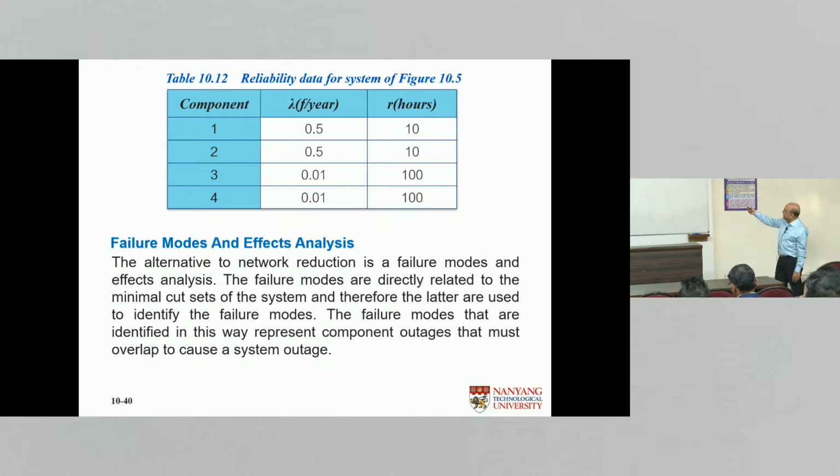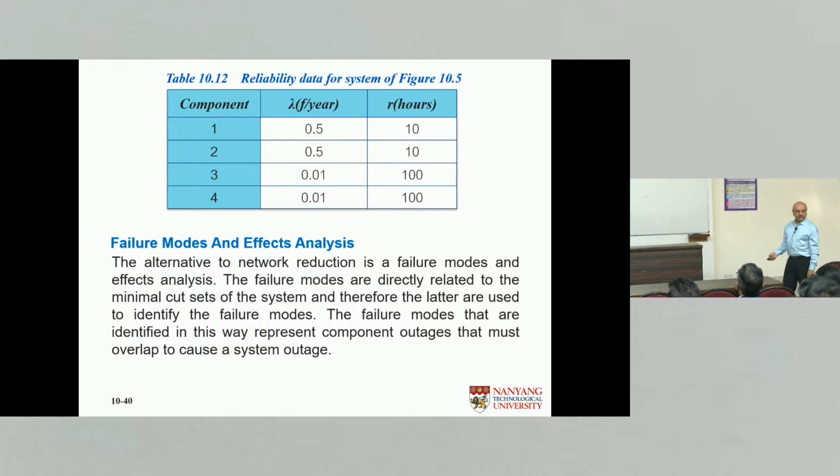So this is the reliability data for our system. Component 1, 2, 3, 4, the failures per year, and the outage time. Whenever the component fails, then how long does it take to repair? Remember, 1 is a feeder, 2 is a feeder, 3 is a transformer, 4 is a transformer, right? Yeah. So you can see that the transformer outage time is much higher. We also mentioned that yesterday. Usually when a transformer fails, it takes much longer to repair. Sometimes weeks, if not days.